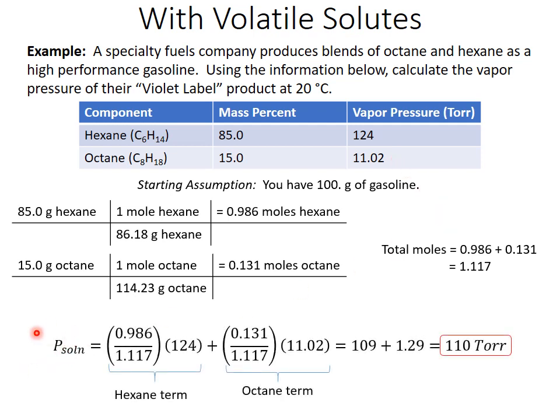So the vapor pressure of the solution equals the contributions of the hexane and the octane. In our hexane term, we've got the moles of hexane over the total moles times the vapor pressure of hexane. In the octane term, we have the same thing going, but for the octane. If you crunch your numbers down, you get a final answer of 110 torr.